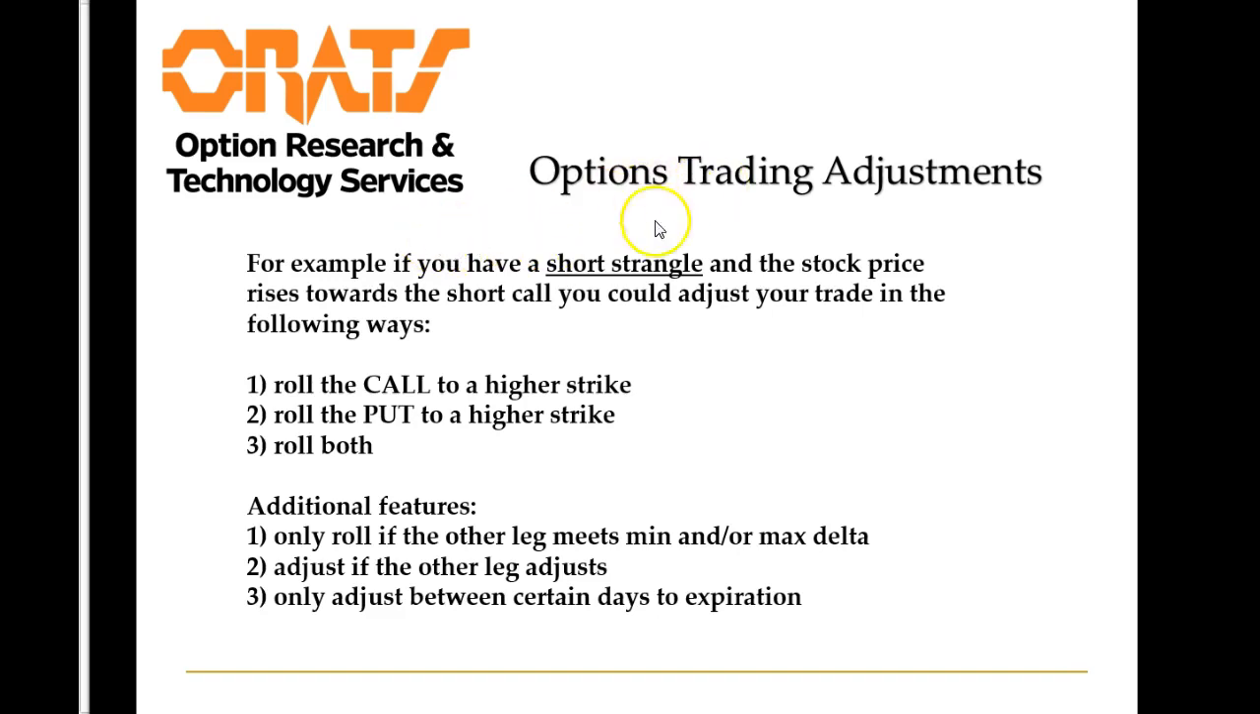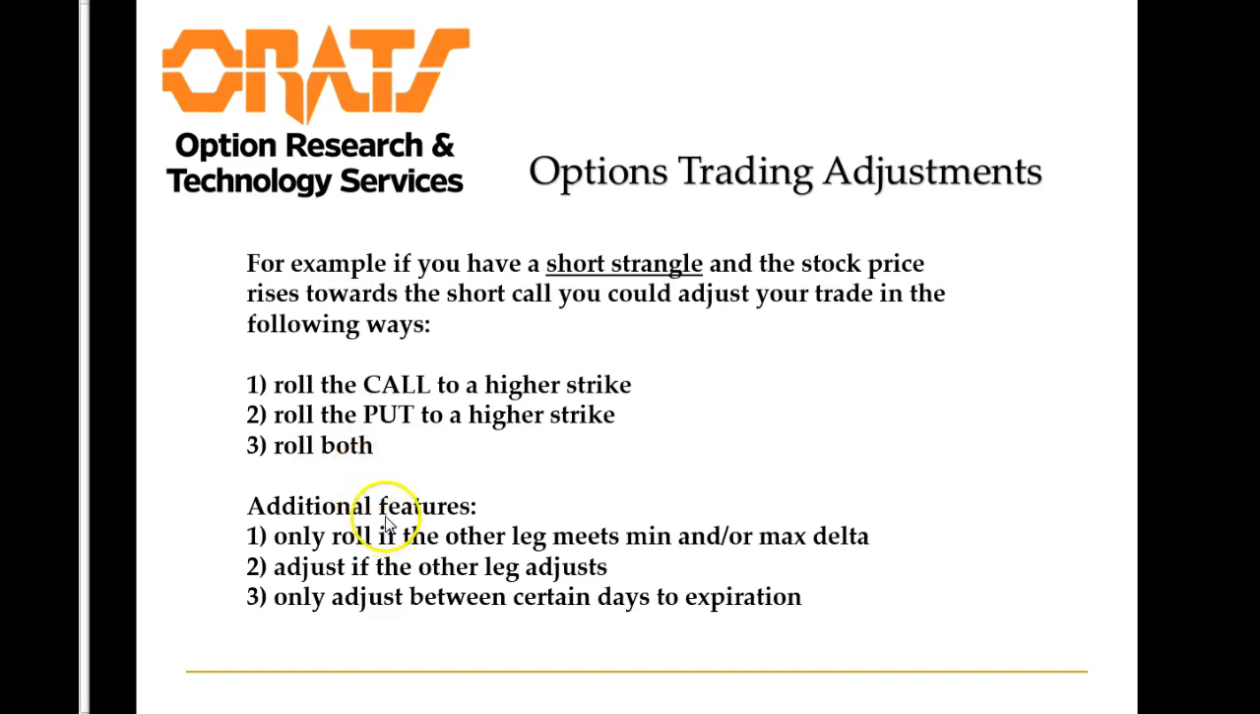Today we're excited to show you our trading adjustments improvement to the backtesting platform. The trade adjustments work like this: let's say, for example, you have a short strangle and the stock price goes up. You might want to adjust your calls and puts. So one thing you might do is roll a call out to a higher strike, or roll the put up to a higher strike, or then again you could roll both.